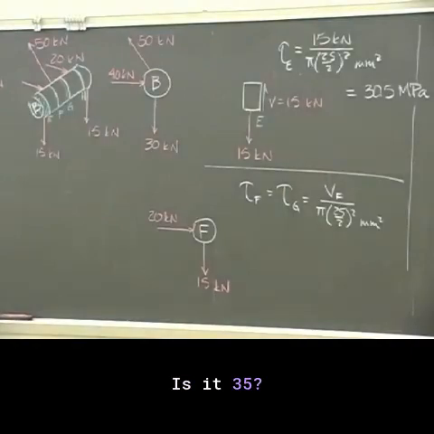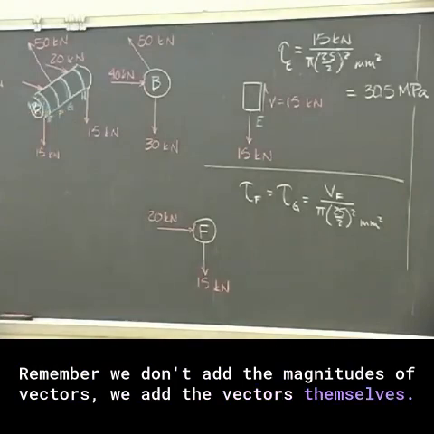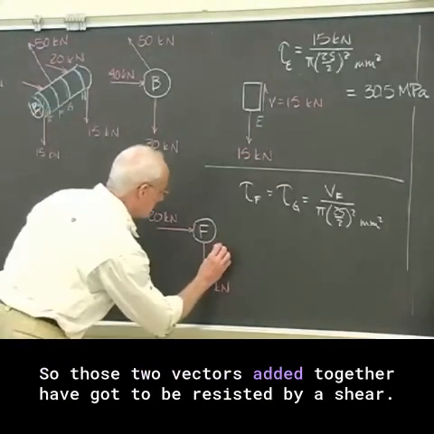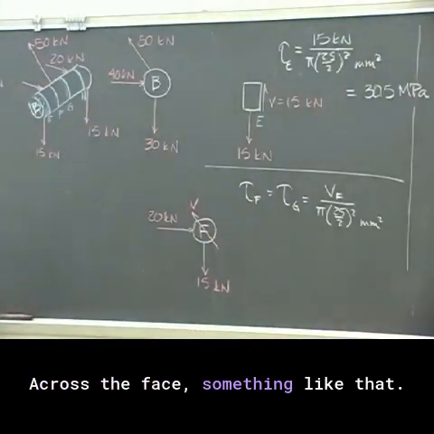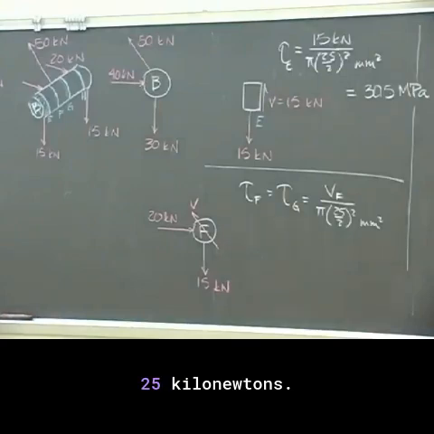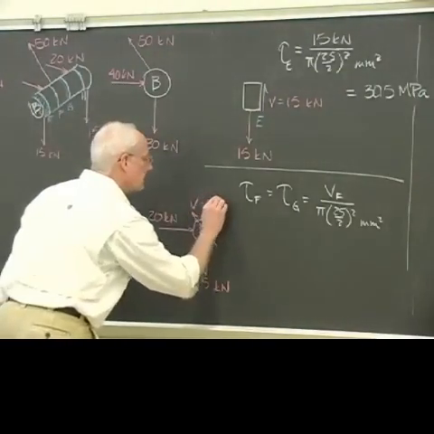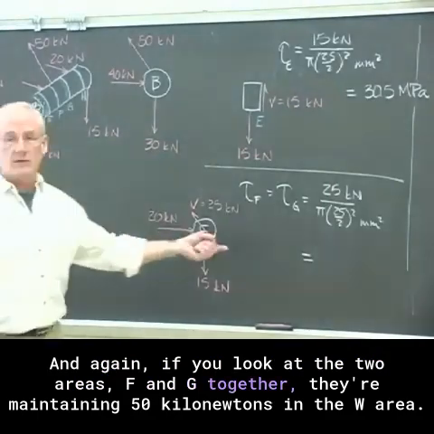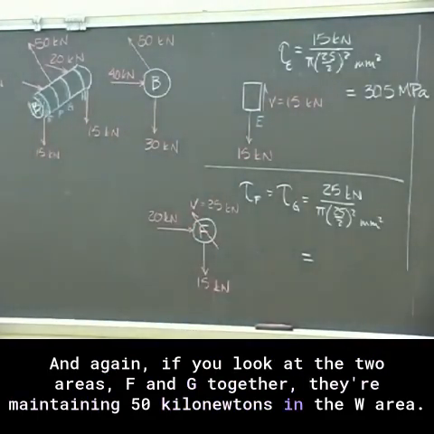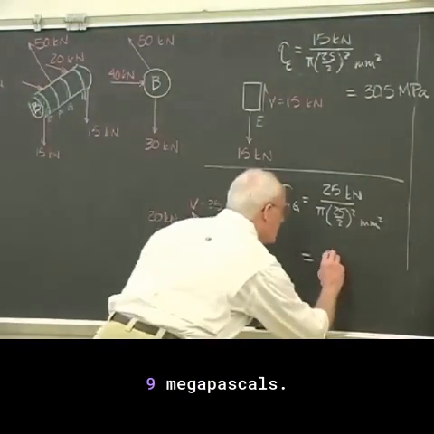Is it 35? Remember, we don't add the magnitudes of vectors, we add the vectors themselves. So those 2 vectors added together have got to be resisted by a shear across the face, something like that. How big would it be? 25 kilonewtons. In fact, that's our 3, 4, 5 triangle again. And again, if you look at the 2 areas, F and G together, they're maintaining 50 kilonewtons, and you double the area, you get the same ratio anyway. And you get 50.9 megapascal.